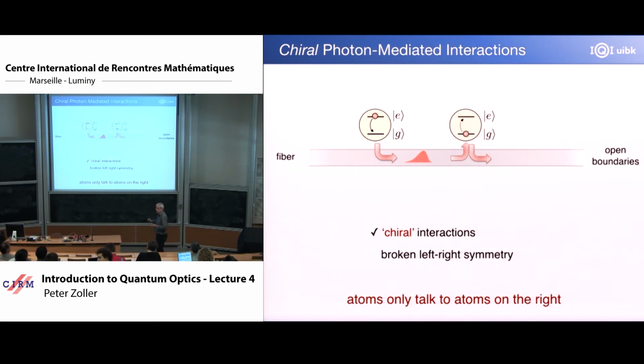So we have a broken left-right symmetry, and this gives rise to a new class of many-body systems that we normally don't have in nature in this form. And you might ask, does it lead to something useful and also something maybe interesting from the physics point of view? So atoms only talk to atoms on the right-hand side over here.